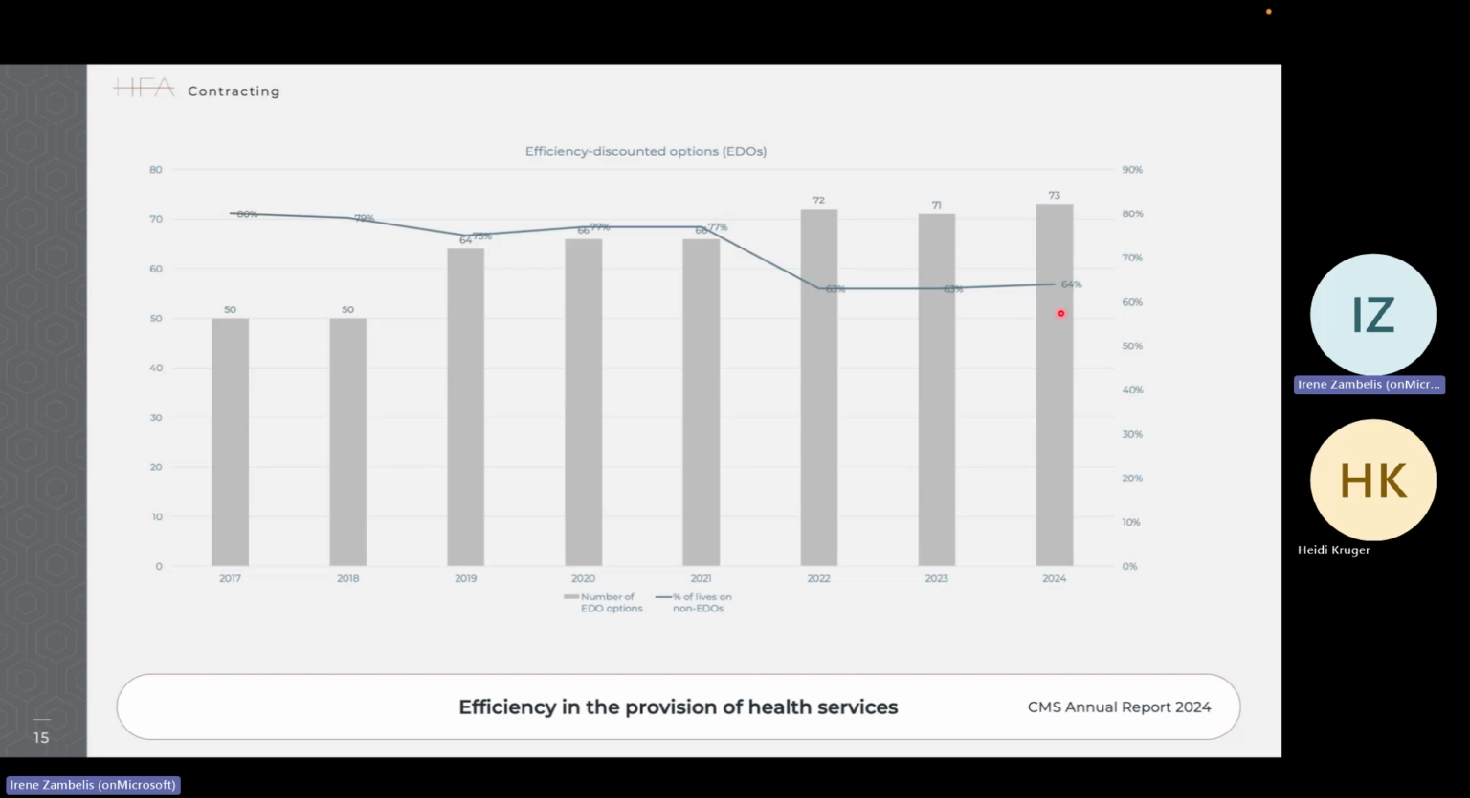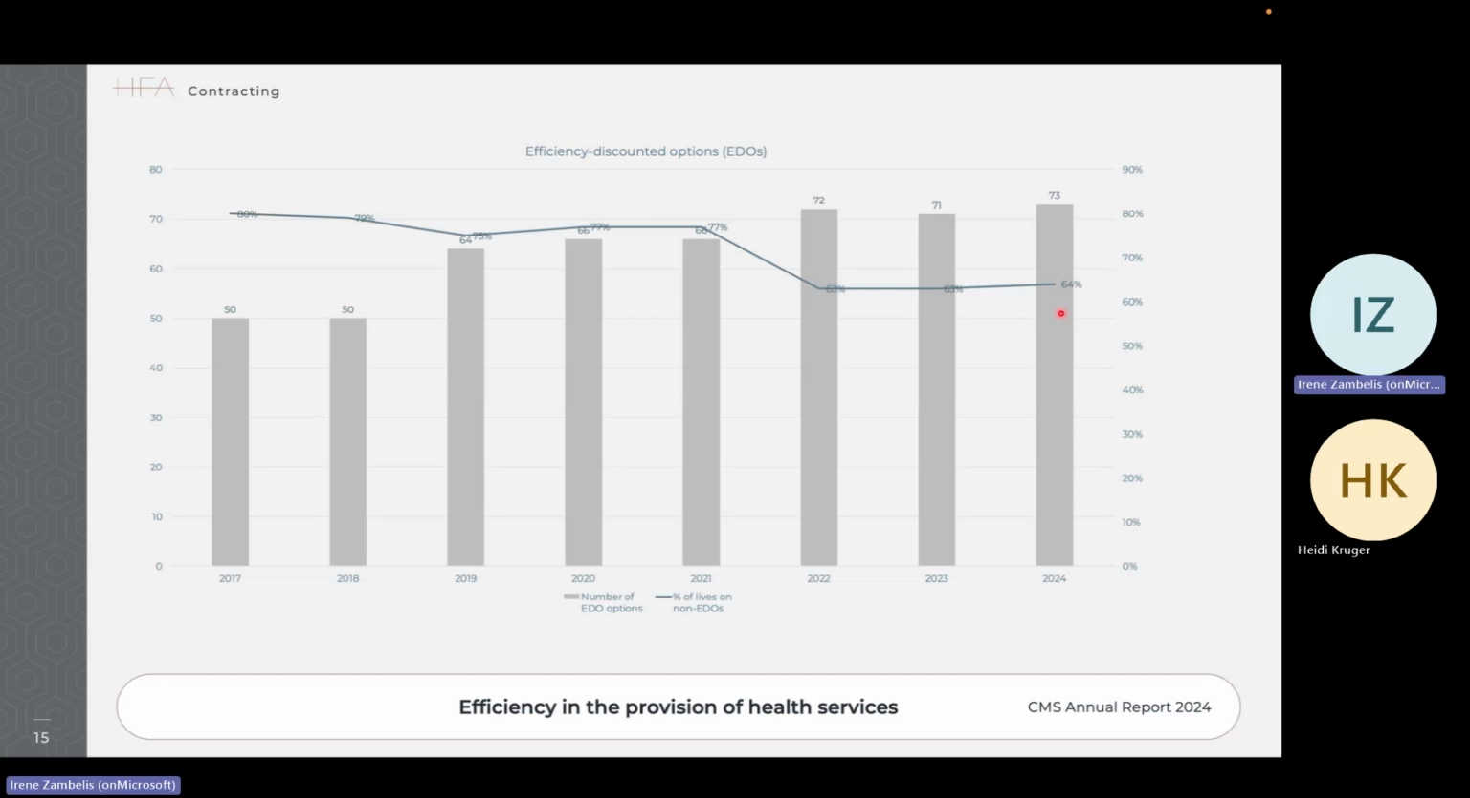The idea is we increase the number that are on EDOs. Why? An efficiency discounted option is exactly that. The scheme has negotiated preferential agreements with groups of providers. And that's why I say network management is so important. And this is for groups of providers within an option. Now that's important.